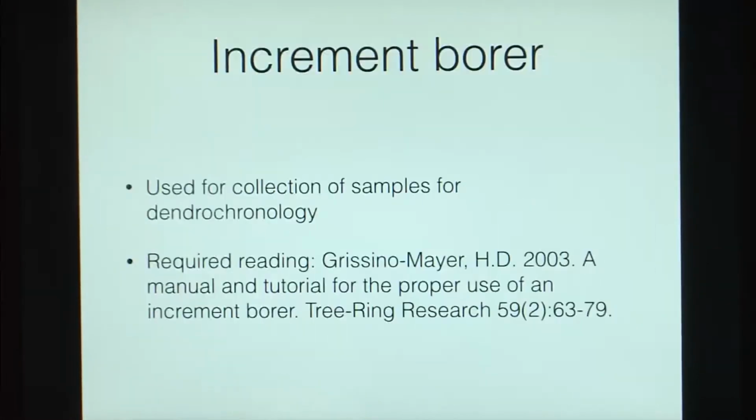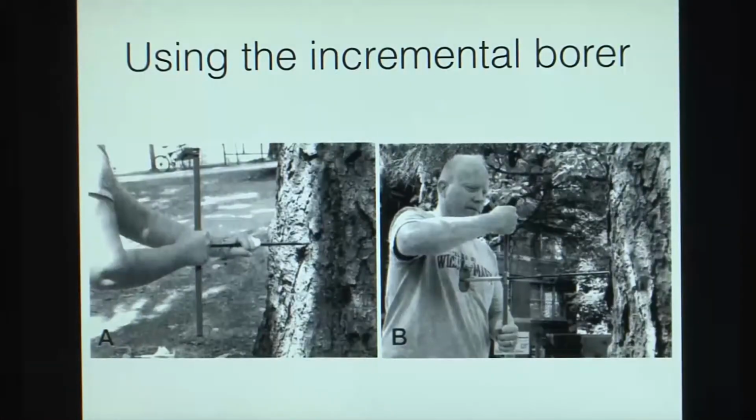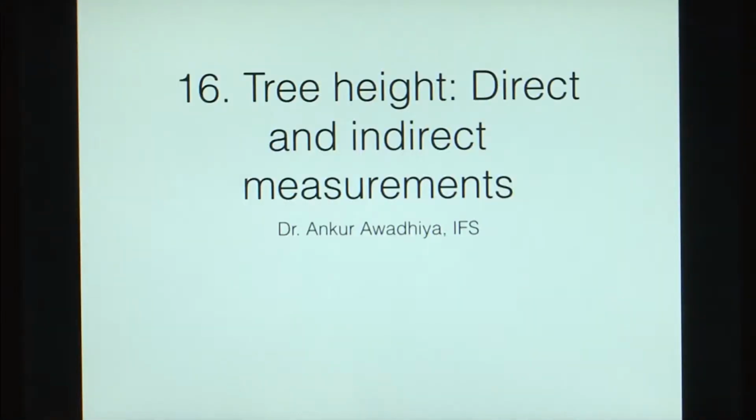Then next we looked at an incremental borer that has these three parts: auger, handle and the extractor, and all these three can be joined together to get your assembled borer. This is how an incremental borer is used, and when you get your sample outside from the incremental borer, you can very easily measure the rings that is used in dendrochronology.